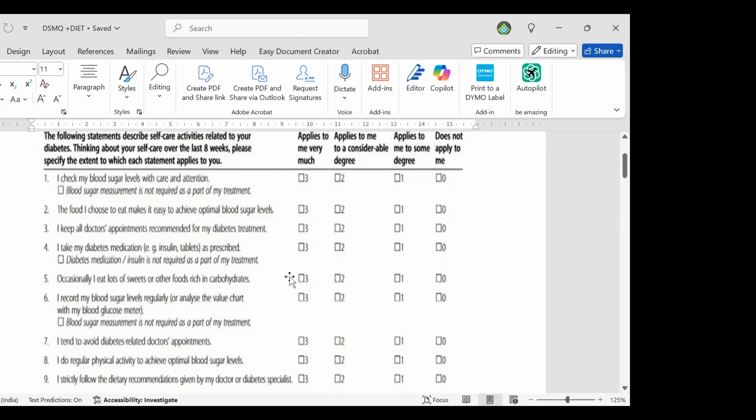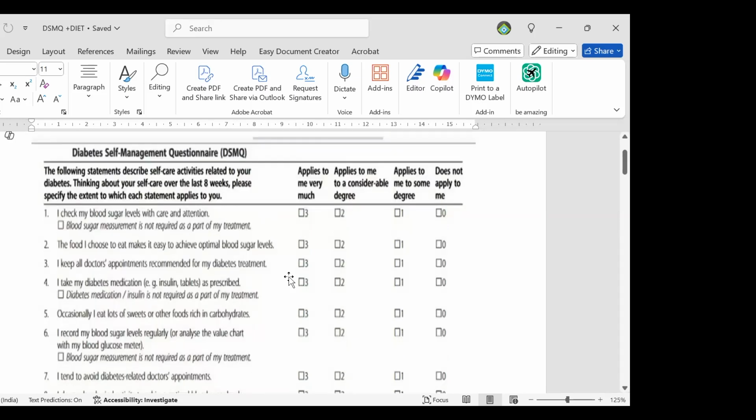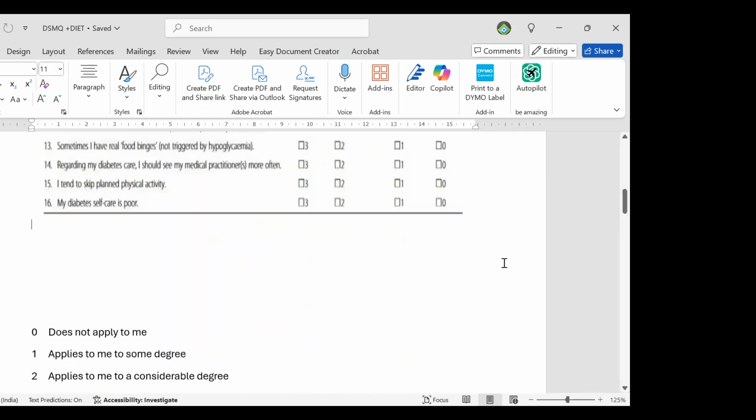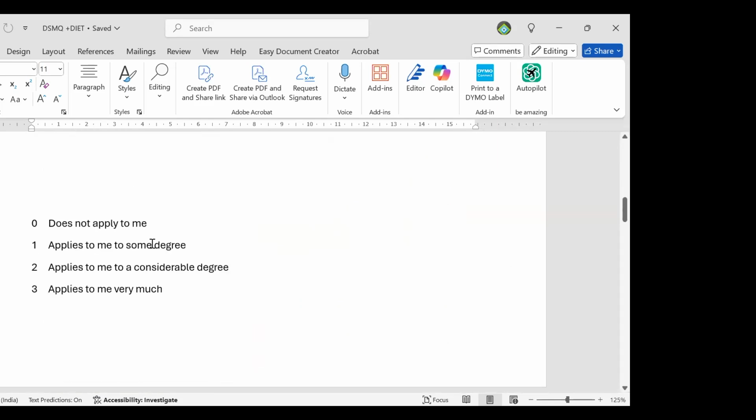So maybe once they are waiting before the consultation, or your subordinate staff can help them fill out this form. Electronic forms are available in all languages, so you can download the language that you wish to use, or depending upon the comfort level of the patient, you can change the language also, but the questions remain the same, and likewise the interpretation remains the same.